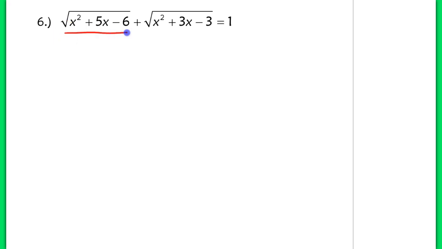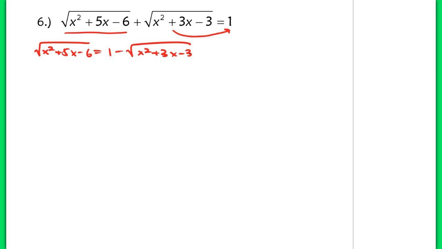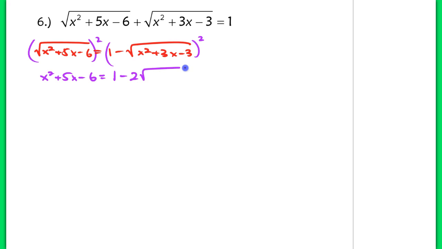So I'm going to get this radical by itself, and then I'll move this one to the other side. So I have the square root of x squared plus 5x minus 6 equaling 1 minus the square root of x squared plus 3x minus 3. Now that the radical has been isolated, I'm going to square both sides of this equation. On the left-hand side, that radical will drop, leaving me with x squared plus 5x minus 6. And on the right-hand side, I'll FOIL this quickly. So I have 1 squared, and then I find the product of 1 and the radical here, and then double it. So I have minus 2 times the square root of x squared plus 3x minus 3.